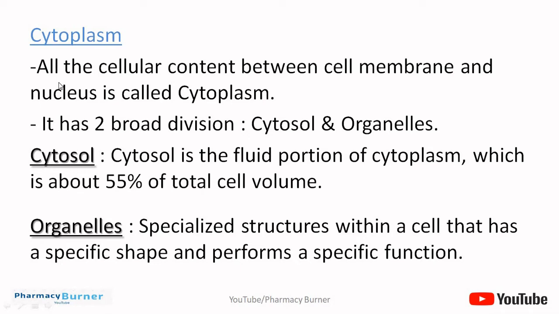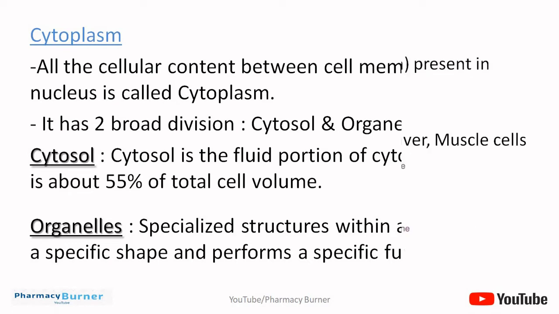Next is cytoplasm. All the cellular content between the cell membrane and nucleus is called cytoplasm. It has two broad divisions, cytosol and organelles. Cytosol is the fluid portion of the cytoplasm, which is about 55% of the total cell volume. And organelles are specialized structures within a cell that have a specific shape and perform a specific function. We can say organelles are Golgi body, ribosome, lysosome.